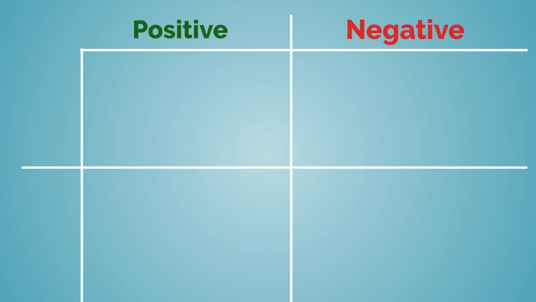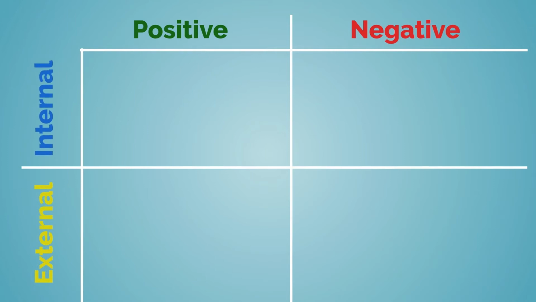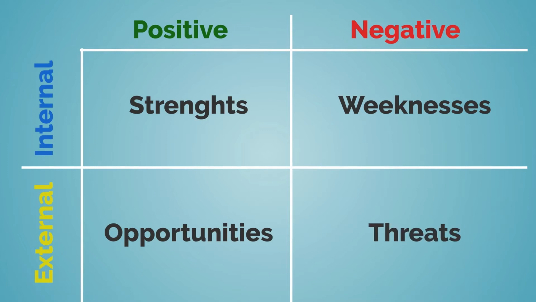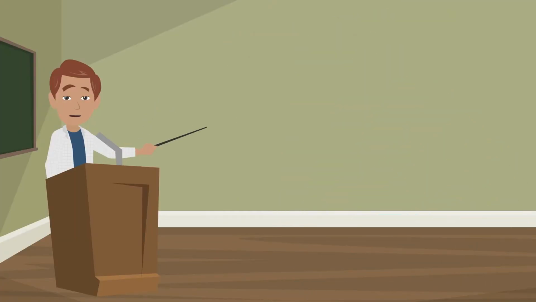All four factors are placed on a special diagram divided into two axes: horizontal, positive or negative factors, and vertical, external or internal factors. Internal positive factors are the strengths, while internal negative factors are the weaknesses. And in the case of external factors, positive elements are the opportunities, while the negative ones are the threats. Let us now briefly discuss each of these categories of factors.